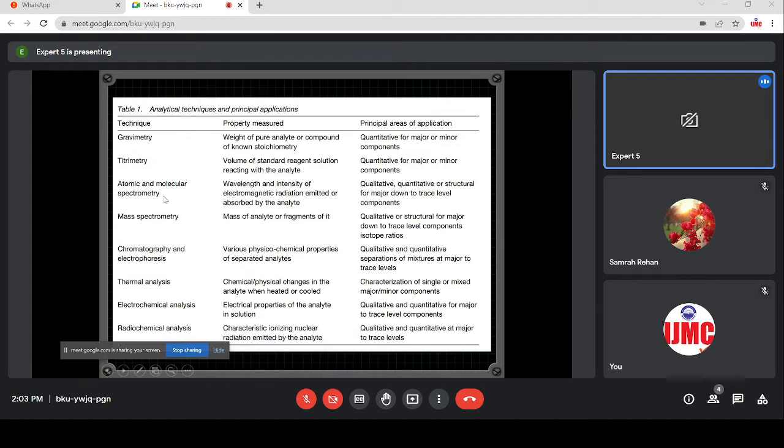Another technique, atomic and molecular spectrometry. Here, the wavelength and intensity of electromagnetic radiation emitted or absorbed by the analyte are measured. Here, qualitative, quantitative, or structural measurement down to trace level components is done.